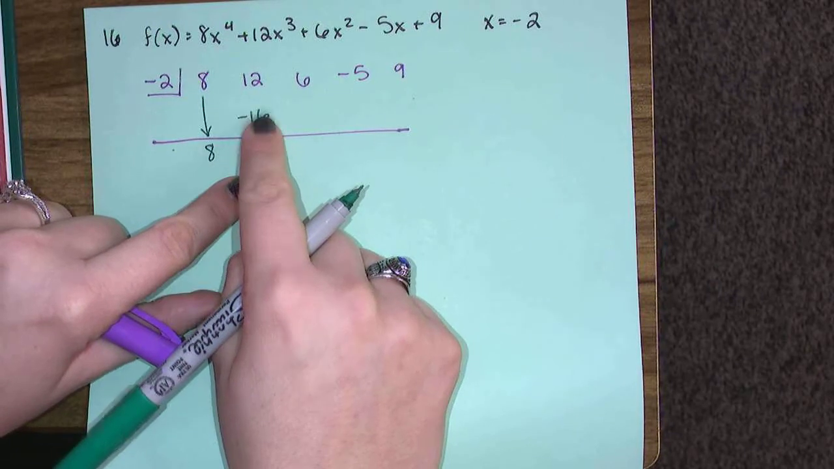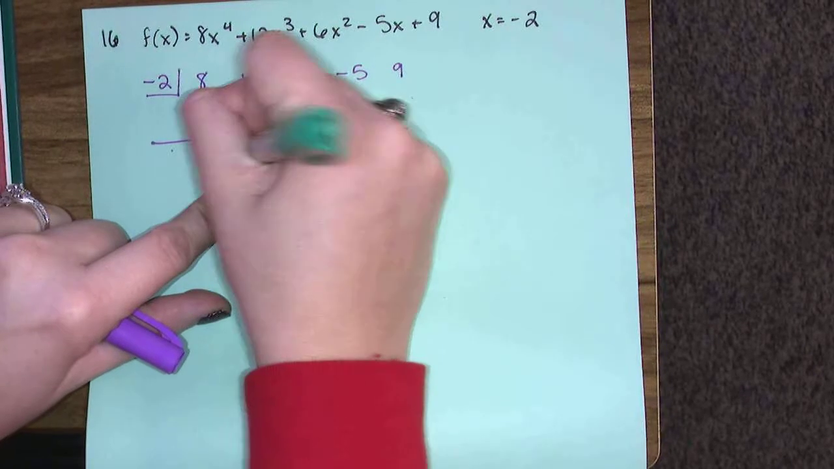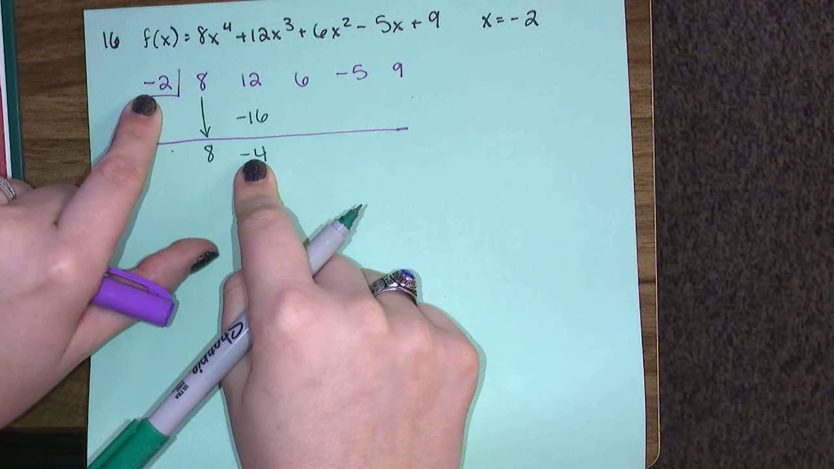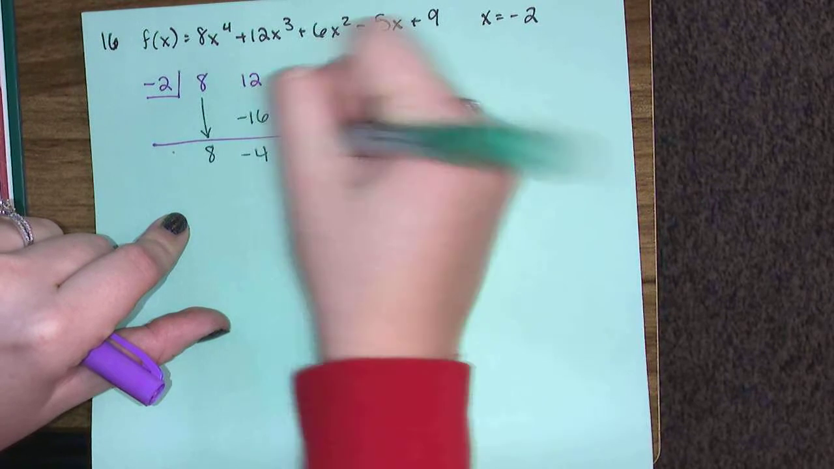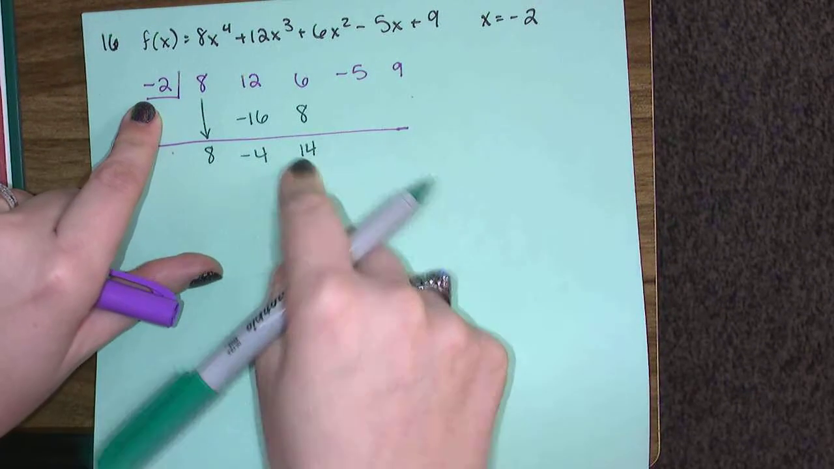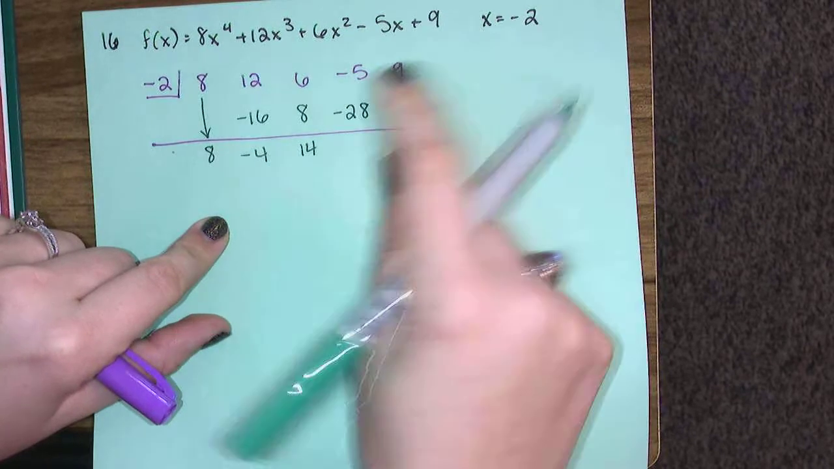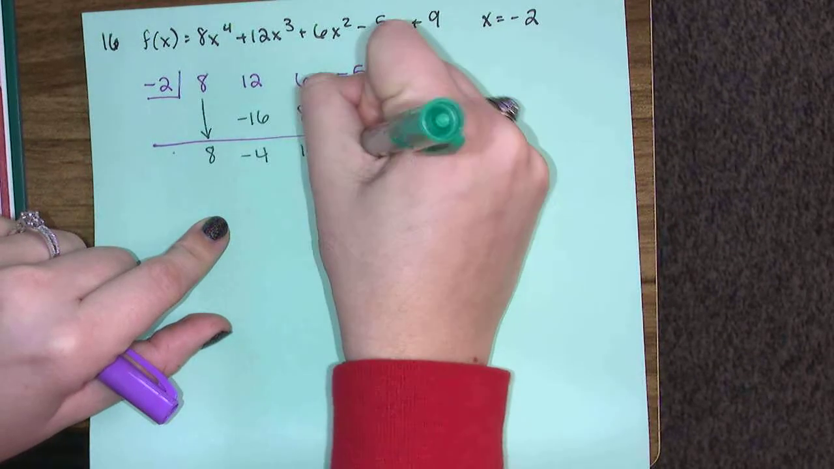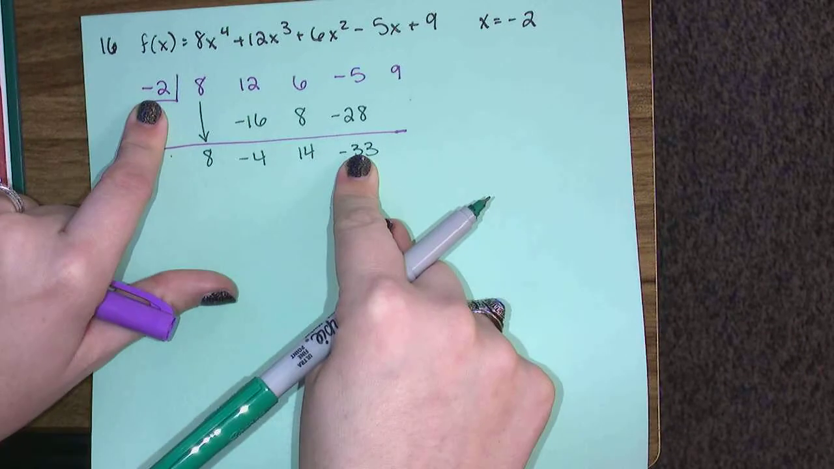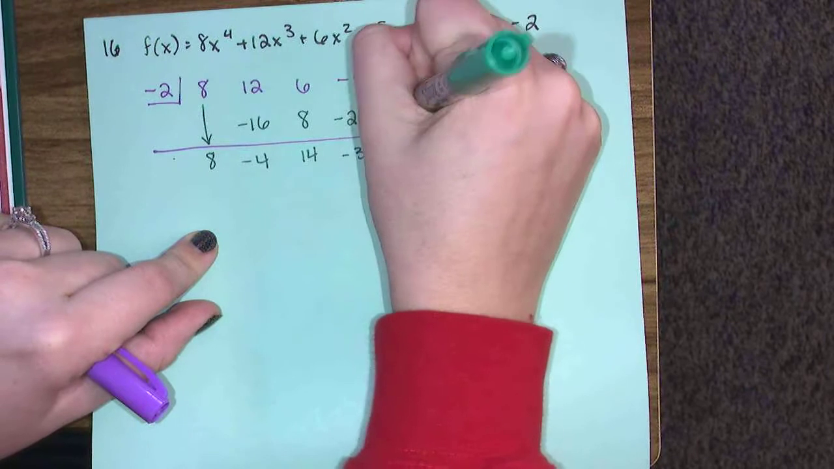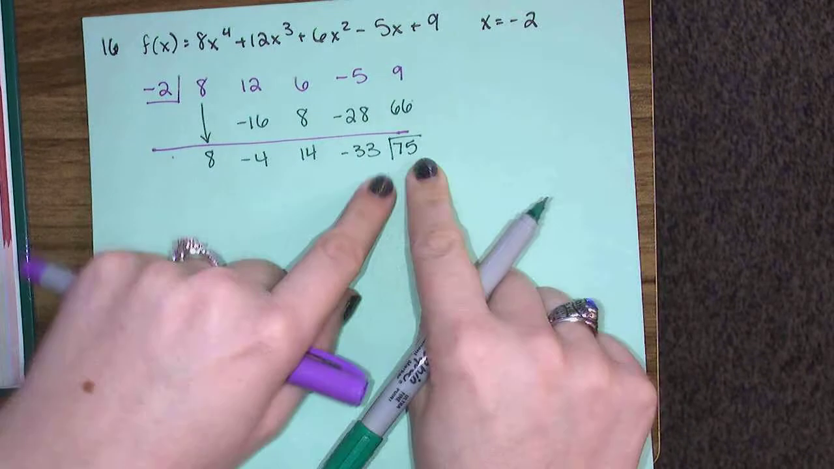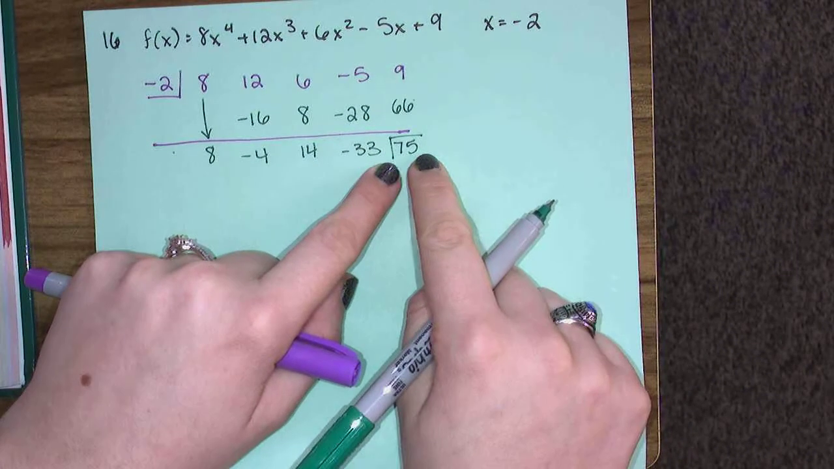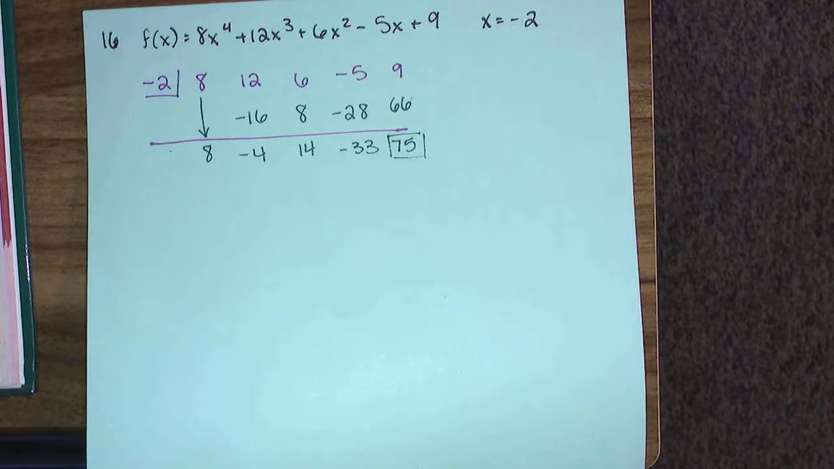Negative 16 plus 12, negative 4. Negative 4 times negative 2 is positive 8. 8 plus 6 is 14. 14 times negative 2 is negative 28. Negative 28 minus 5 is negative 33. Negative 33 times negative 2 is positive 66. 66 plus 9 is 75. And then I always square off my answer in the corner so that I know that's where my answer is. And that way I know that that is my answer to the substitution.